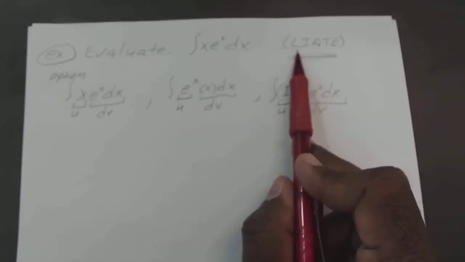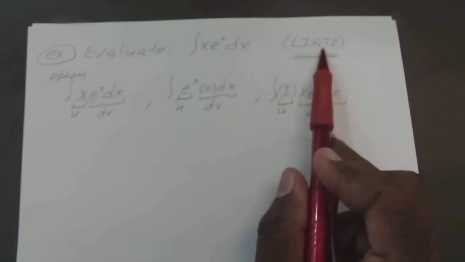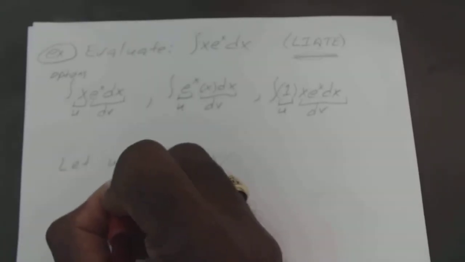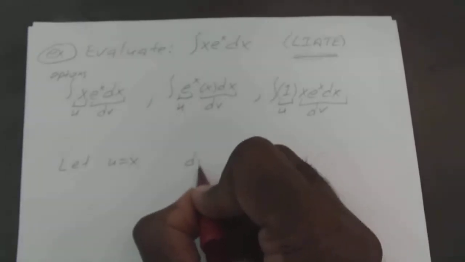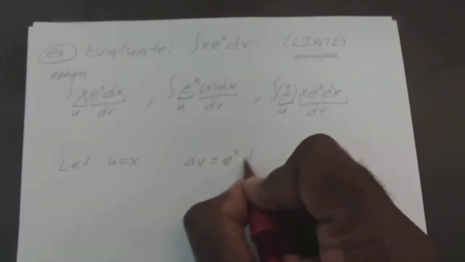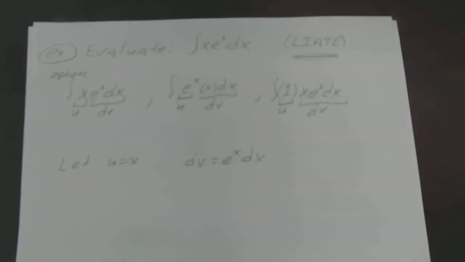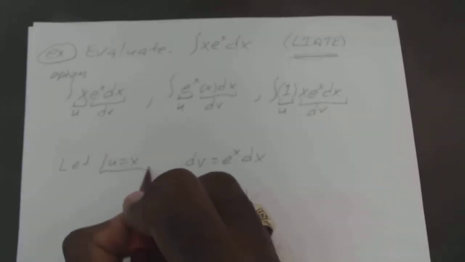All right, so using this acronym here, we don't have any logarithms, we don't have any inverse, but we do have algebraic functions. So we can make our u equal x. So you're going to use that first option. Our u is equal to x, which means our dv is equal to e to the x dx. So that's the first part, just finding our u and our dv. From those two, we can actually find our du and our v.